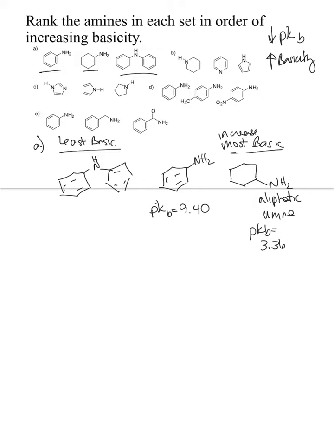I don't have a pKb value for this one, but it is the least basic. Okay, so let's go to B, set B. Once again, you see you have the aliphatic heterocycle. So I'd make that as my most basic.